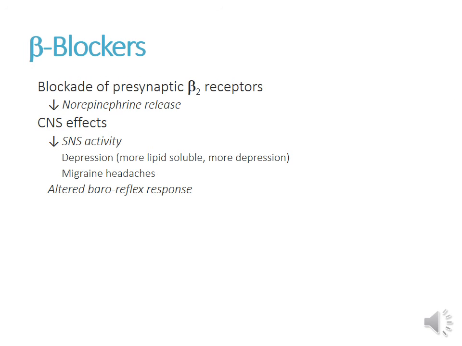They'll also blockade some of the presynaptic beta-2 receptors. These are autoreceptors that help blunt the release of further norepinephrine, which is good there. And then you can also see for some of these drugs that their lipophilicity is going to be higher than others. And so some of them will have more CNS effects than others. And so you can end up seeing depression. You can end up seeing effects on things like migraines and whatnot. So lots of different effects. We'll talk more about them when we get to specific agents.